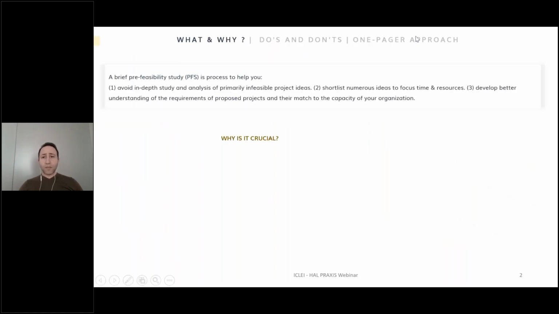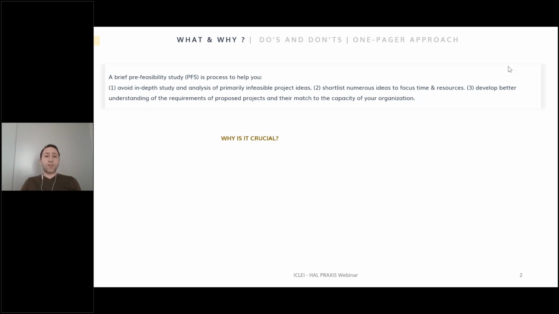So let me start with what it is. Well, because a lot of people just mix it up with a full elaborate feasibility study. See, what we call PFS, or pre-feasibility study, is there exactly to help you avoid an unnecessary feasibility study. Any proper feasibility study is very long. It takes hard work. If it's a good feasibility study, it takes hard work, and it requires resources to be done properly. And unfortunately, there are a lot of ideas and a lot of projects on the table, and you can't do a feasibility study for all of them.